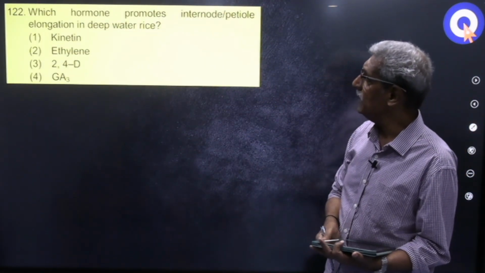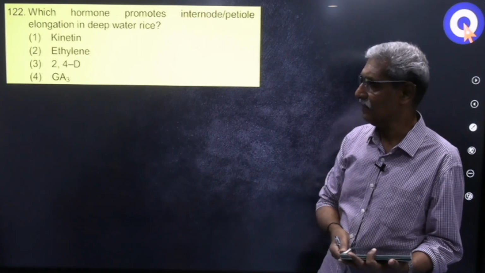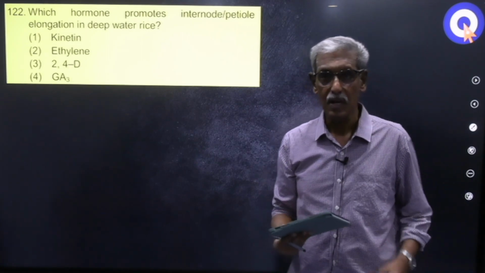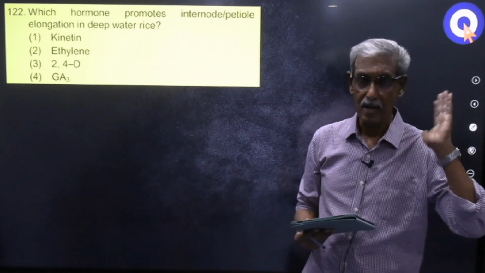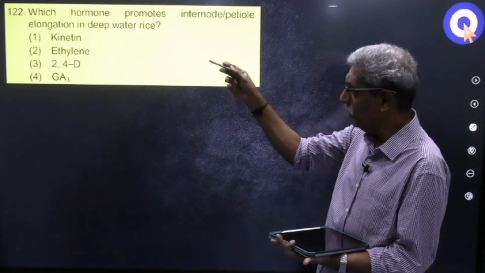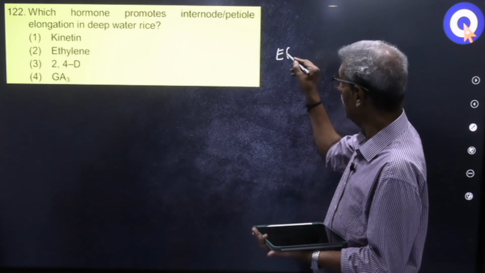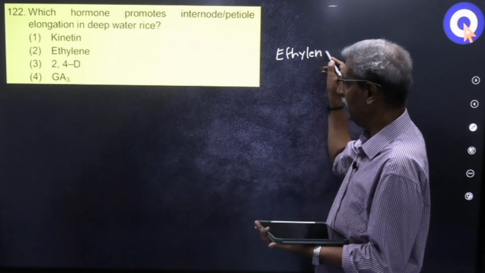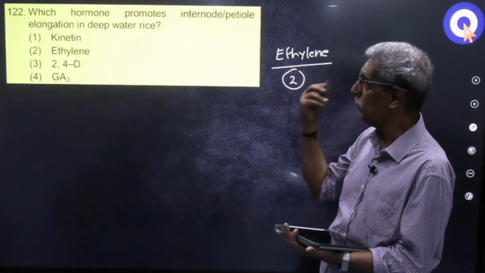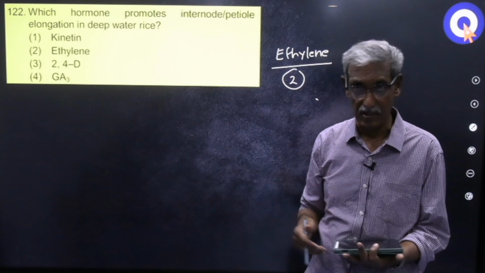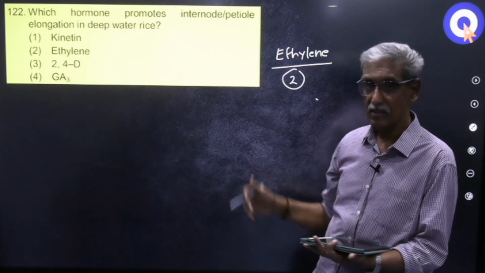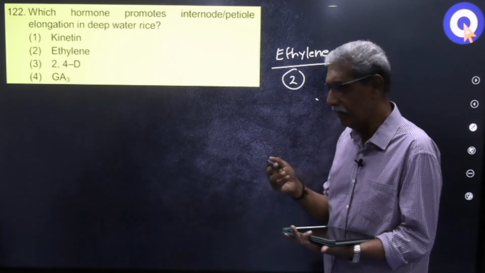Which hormone promotes internodal and petiole elongation in deep water rice? Deep water rice is a practice done in China, where they go in boats and harvest rice under the water. In deep water rice, what happens is ethylene is involved. Ethylene is a fruit ripening hormone, but here it is used to promote internodal elongation or petiole elongation, especially in deep water rice. Again, this is a straight statement from books.